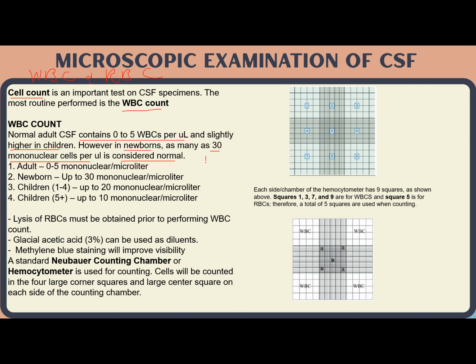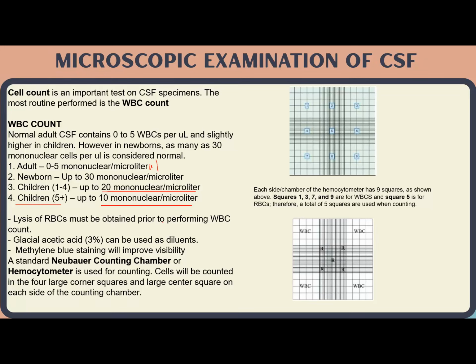Mononuclear cells, class, are your macrophages or your monocytes. So you would be able to find as many as 30 macrophages or monocytes. So for the adult, class, it would be 0 to 5 mononuclear per microliter. The newborn, up to 30 mononuclear per µL. For children 1 to 4, up to 20 mononuclear per µL. And for children 5 plus, up to 10 mononuclear per µL.